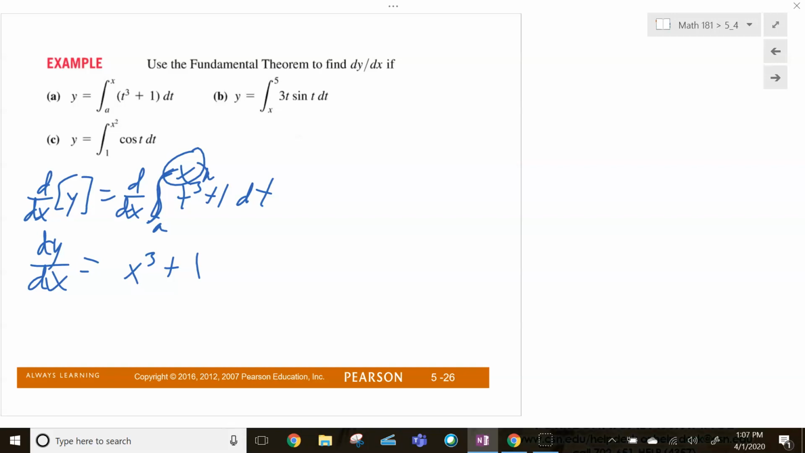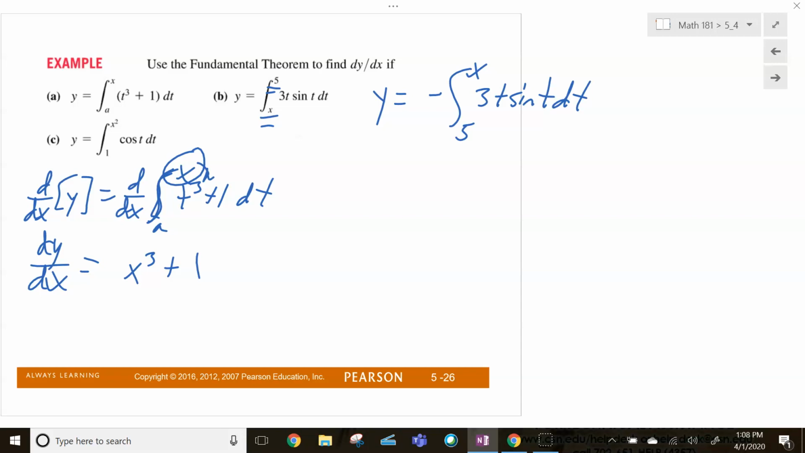Okay, second one. Now, notice the variable is in the wrong spot. You want the constant down low, the variable up top. So before you even start this, I would rewrite this, put the negative in front, and go from 5 to x, so that now we can apply the second fundamental theorem of calculus, or fundamental theorem of calculus part 1 again, depending on your textbook.